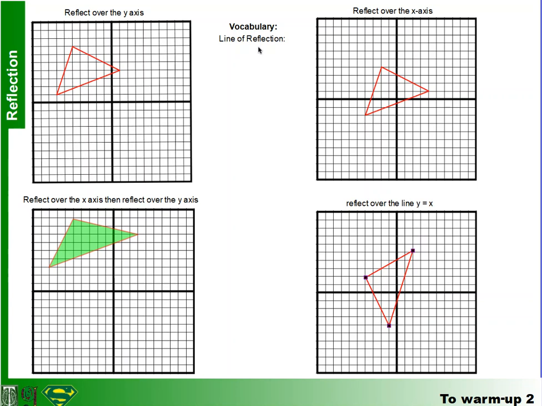Now, every reflection must have a line of reflection, a line which you are reflecting an image over. And you can always think of a reflection as a mirror image. So, the line of reflection simply is the line that an object or figure is reflected over.